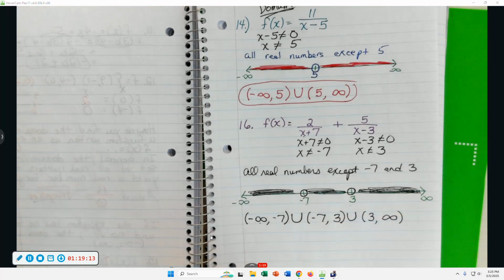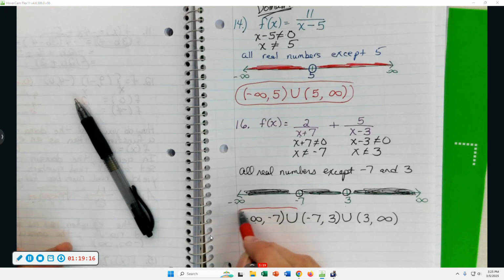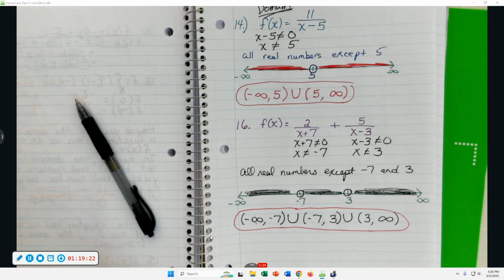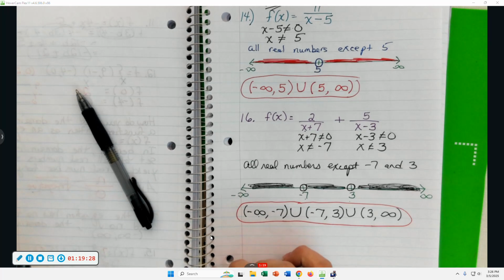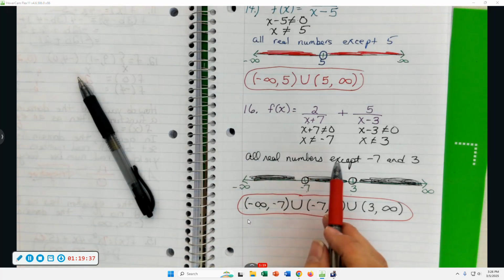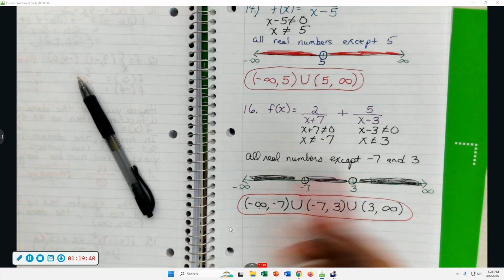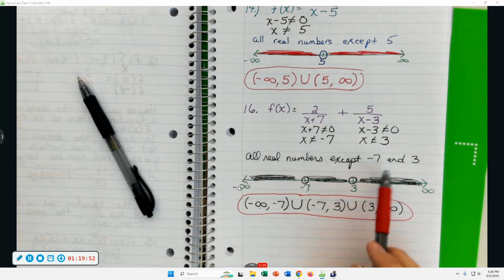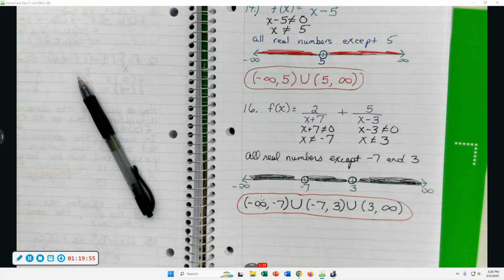All of this is just a fancy way of writing all real numbers except -7 and 3. It's unfortunate that algebra has decided to keep this little secret language. Back in the olden days, if you could write it out in words, you wrote it out in words. My sister will have forgotten every bit of algebra she ever learned, but she could read "all real numbers except -7 and 3" and understand what that's saying.